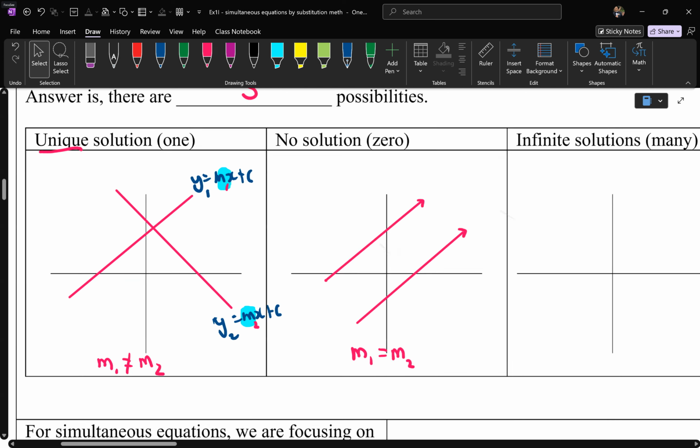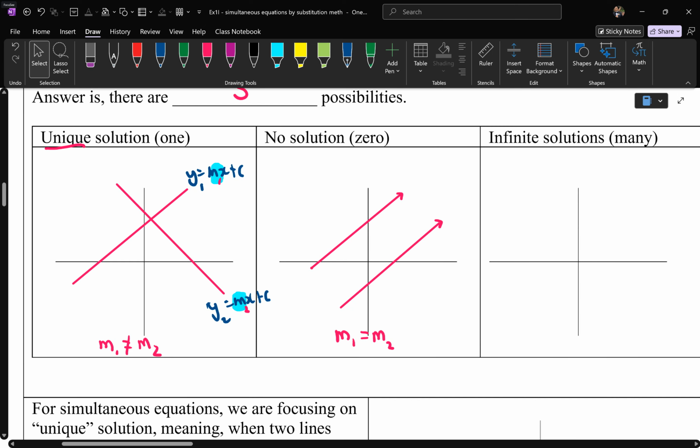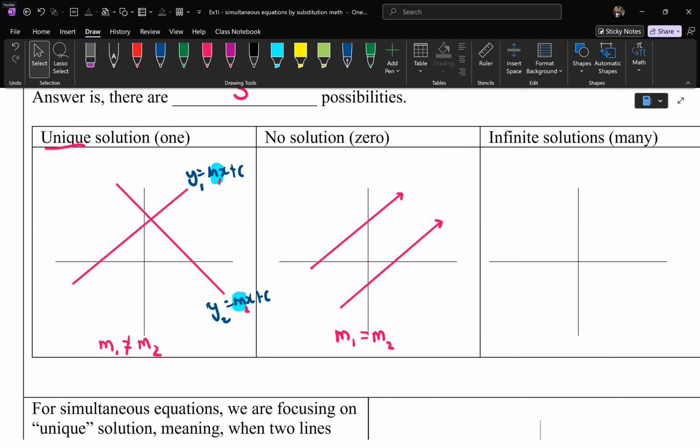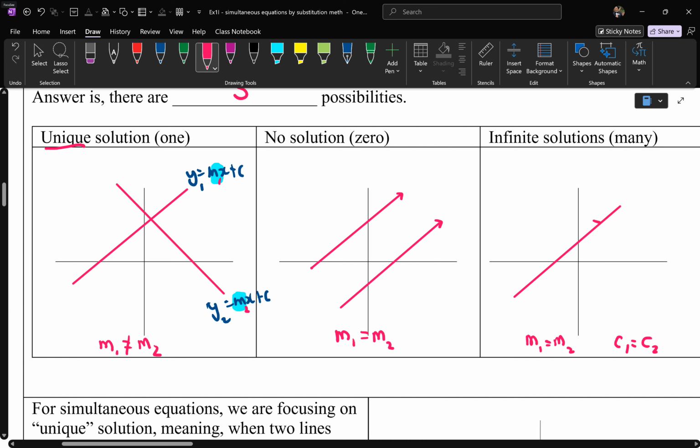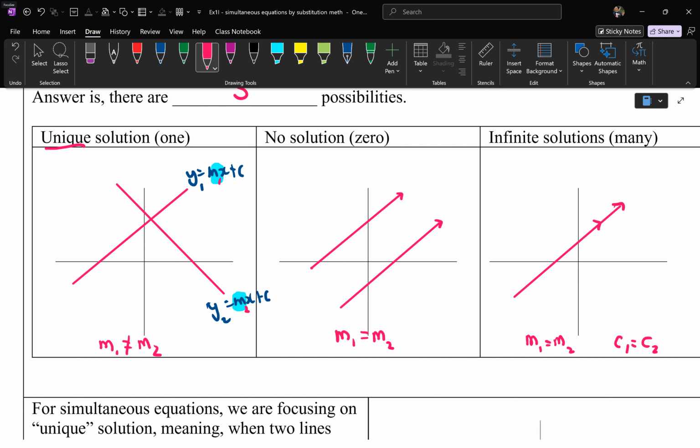When we say infinite solutions, that means there are infinitely many intersections. How's that possible? We said there's only one intersection. How is it possible to have infinite intersections? That's right. Because if you have two of exactly the same lines, they pretty much intersect at every single point. So the logic here is that both M1 must equal M2 and C1 must equal C2 for you to have infinitely many intersections, because you essentially have the same line.